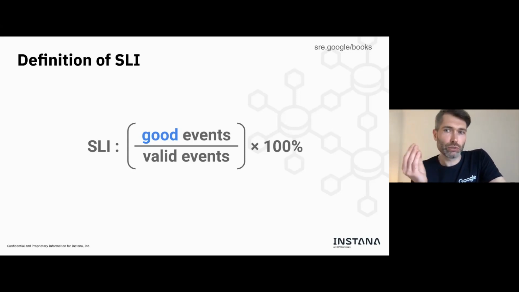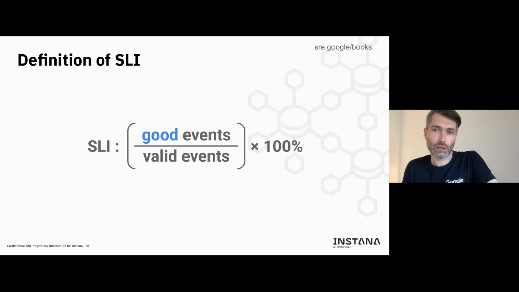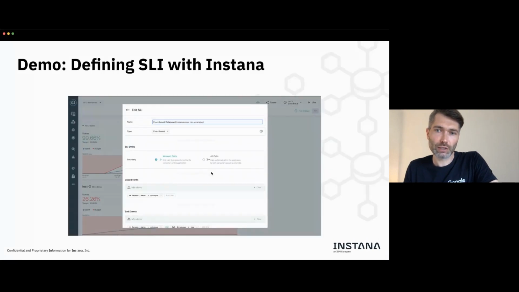And there are also two categories. One is you can measure requests and put them into good events and valid events. With valid events, we mean basically all events that model this user journey. And this can also be window-based. So you can measure a certain value that is better, for example, than 100 milliseconds during 5-minute periods, and then compute the same fraction over it. But we will see this very soon in Instana, because it will ask you whether you want a request-based or window-based SLI. So now let's let Yury show you how to define the SLI in Instana.